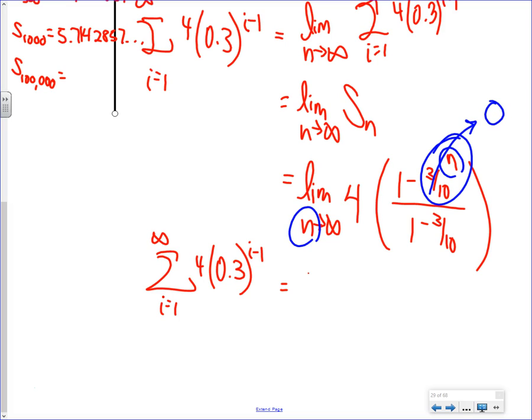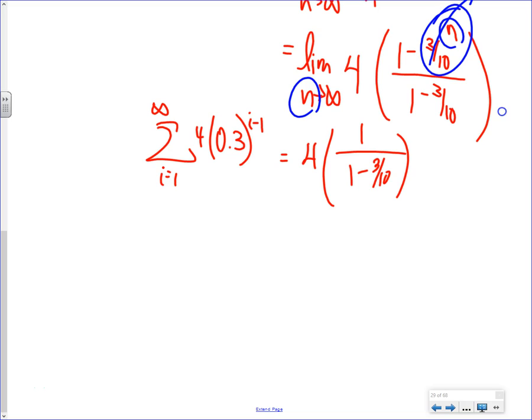And it will converge to 4 times 1 over 1 minus 3 tenths. Without a calculator, without having poor John making his calculator think and almost internally combust to go to 100,000, I can say the sum is definitively, is exactly, is perfectly 40/7ths.